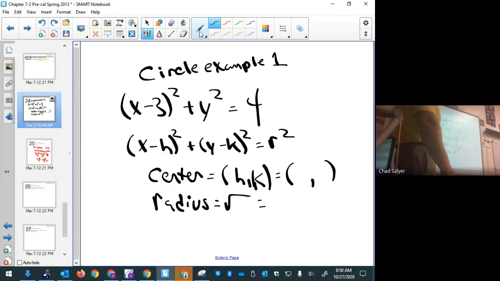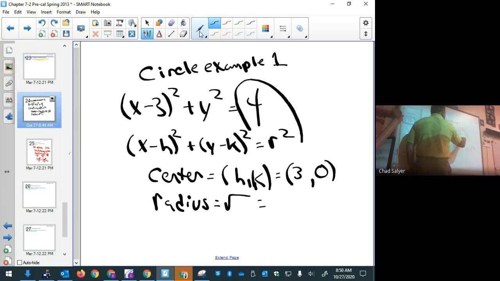So tell me what the center is in this case, Mason. Very good. 3, 0. And tell me what the radius is. Square root of what, Rachel? Okay. Think about this relationship. Well, if r squared is 4, then the radius is the square root of 4. So it's just whatever is here, once you're in standard form.